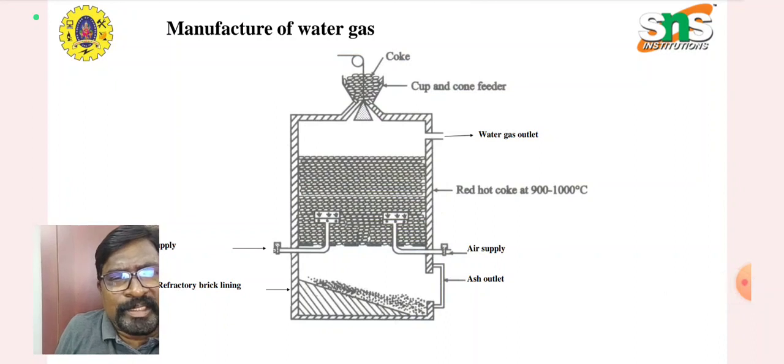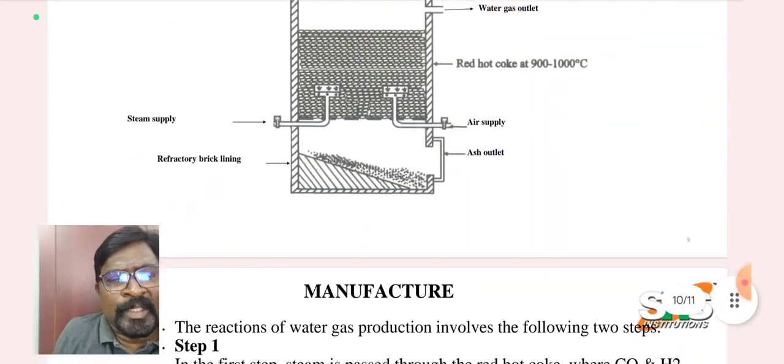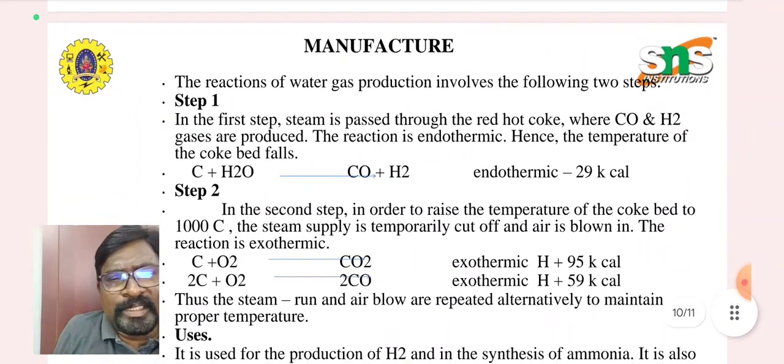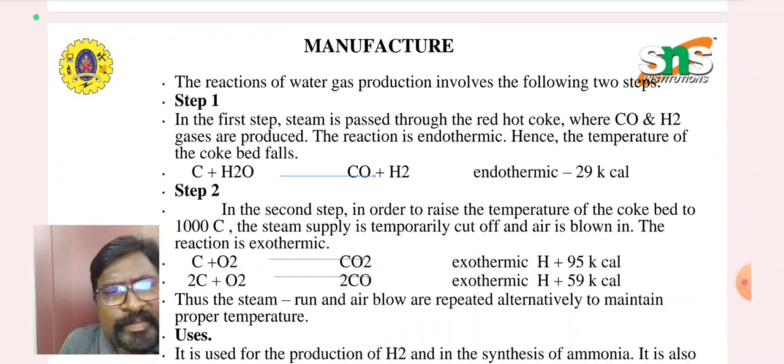This diagram shows the manufacture of water gas. Here you can see on the left side there is a provision for steam supply. On the right side, there is a provision for air supply, and at the bottom there is a provision for removing the ash that is produced, and at the top right there is a provision for taking the produced gas, that is water gas, outside. So the manufacturing method, how it is created, is given step by step.